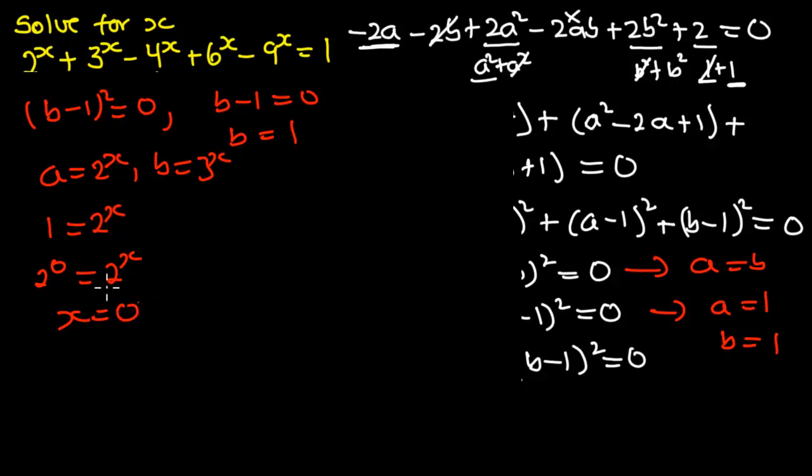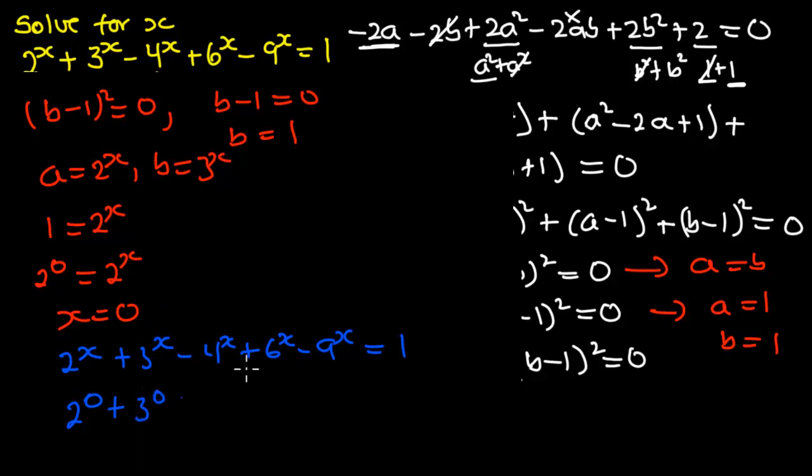So let's test and see if our answer is indeed correct. So from the question we were given 2 to the power x plus 3 to the power x minus 4 to the power x plus 6 to the power x minus 9 to the power x is equal to 1. And so when we substitute x equal to 0 into the equation, we are going to have 2 exponent 0 plus 3 exponent 0 minus 4 exponent 0 plus 6 exponent 0 minus 9 exponent 0 is equal to 1.